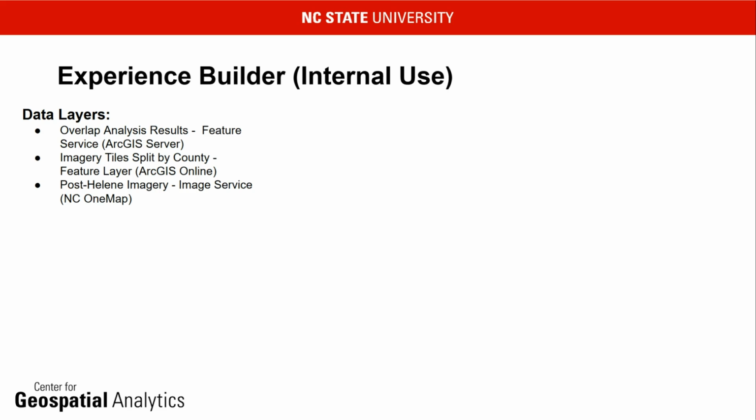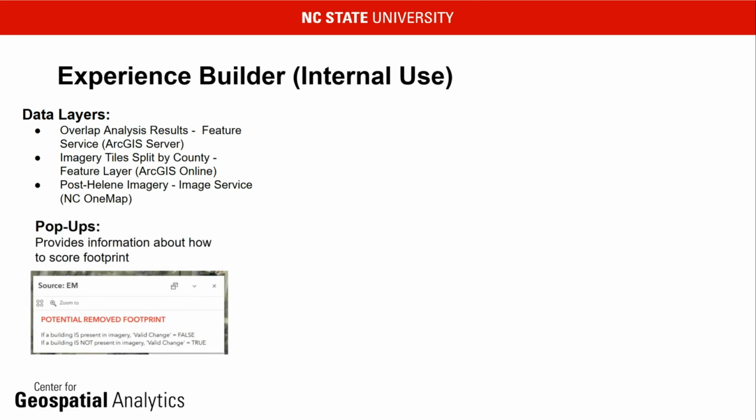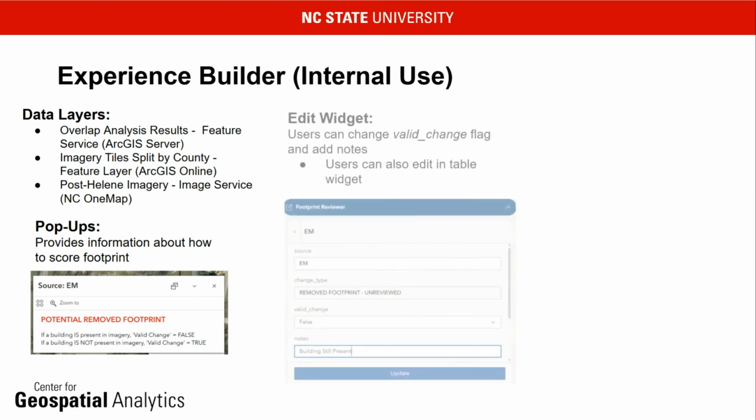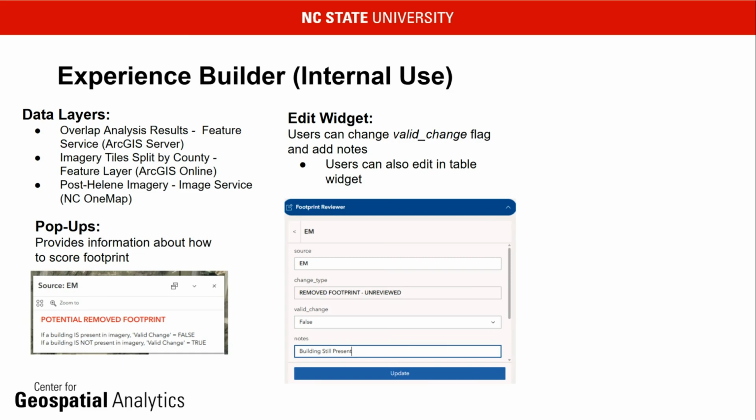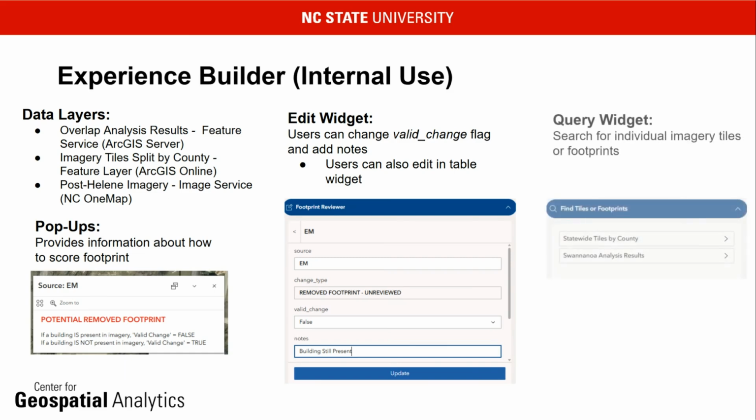Some of the features of the Experience Builder app: there are only 3 layers. The feature service of the results of the analysis, which I published to a standalone ArcGIS Server in an enterprise geodatabase. We have our imagery tiles, which are more for reference, which I published to ArcGIS Online, and I'm streaming a post-Helene imagery image service from NC OneMap. I created custom pop-ups using Arcade, which tell you how to score the footprints. Users are able to edit in the edit widget or in the table, and you can query tiles or footprints themselves using the query widget.